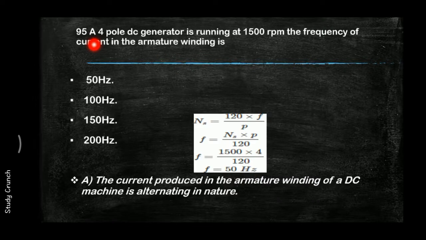Next, a 4-pole generator is running at 1500 rpm. The frequency of current in the armature winding is, so the answer is it is A, that is 50 hertz. How? We know that N is equal to 120 F by P. So we can write F is equal to N into P by 120. So just putting up the values from the above question, the answer will be 50 hertz.